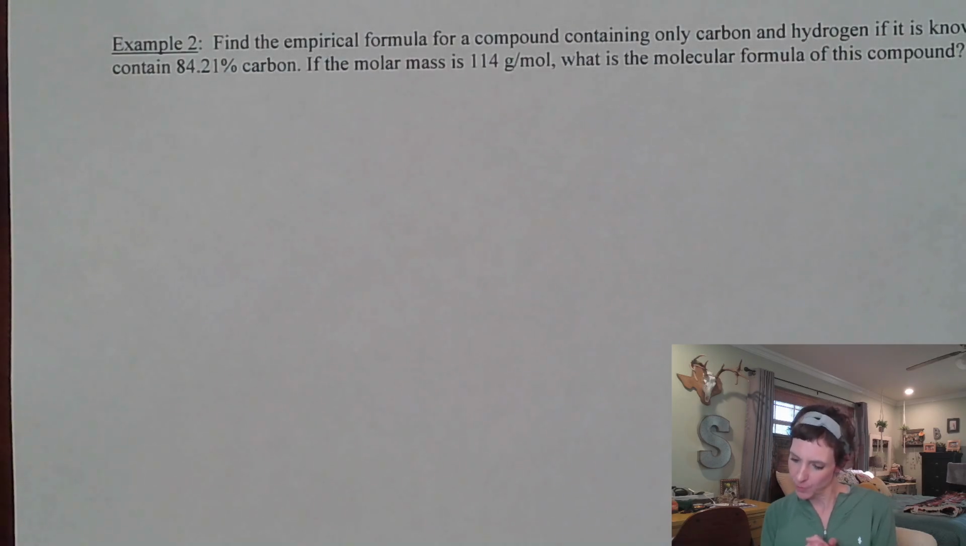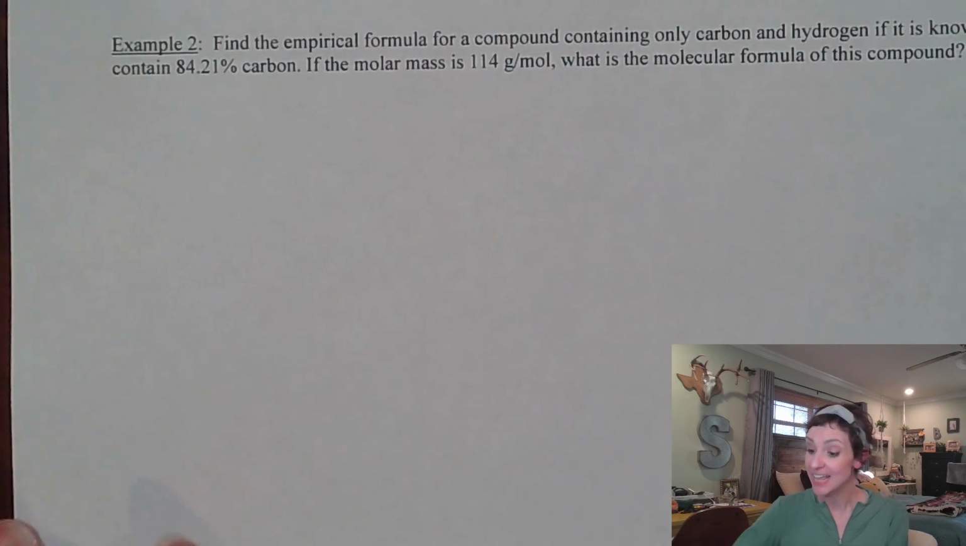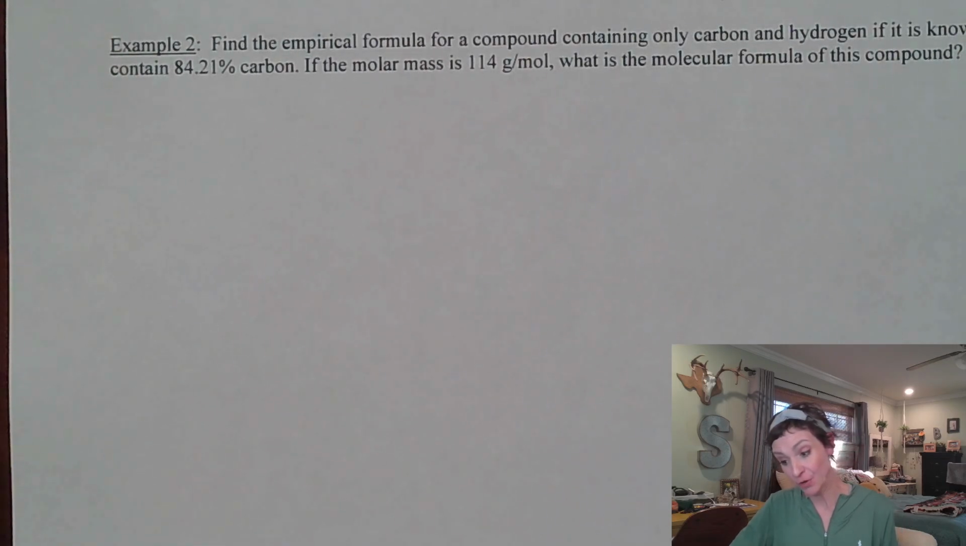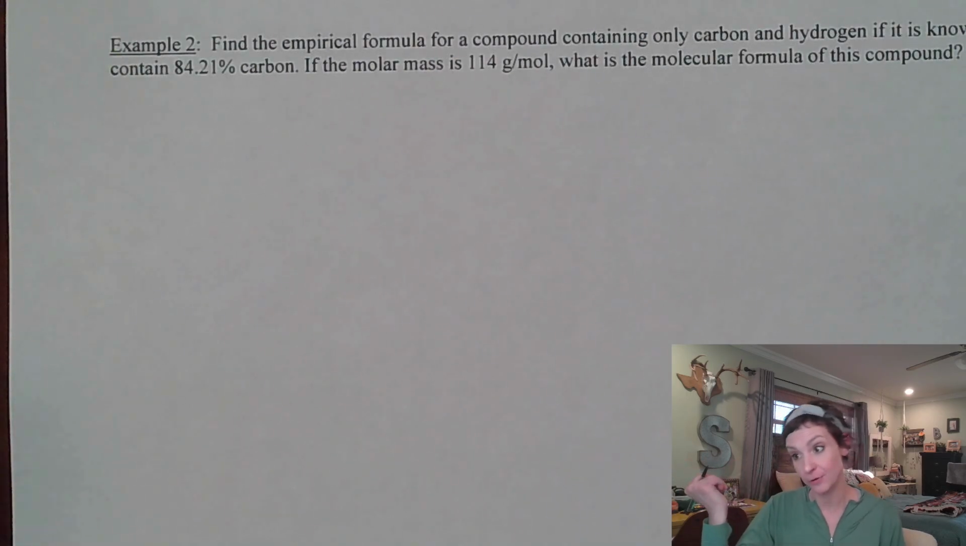Find the empirical formula. Uh-oh, I thought we were doing molecular formulas. Oh, this is a double step problem. You're going to love this. It says find the empirical formula for a compound containing only carbon and hydrogen if it's known to contain 84.21% carbon. If the molar mass is 114 grams per mole, what is the molecular formula of this compound?